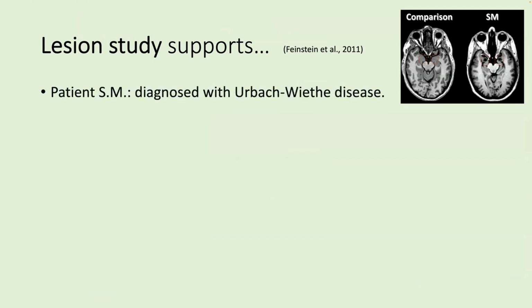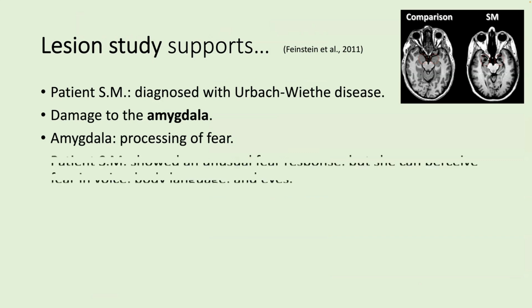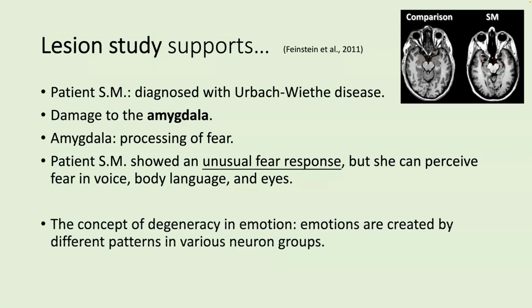For example, patient SM, who was diagnosed with Urbach-Wiethe disease, has damage to her amygdala. The amygdala has traditionally been associated with the processing of fear and other emotions. Patient SM exhibits a profound impairment in recognizing fear. However, she can perceive fear in voices, body language, and eyes. This case study demonstrates the concept of degeneracy in emotion, meaning emotions are created by different patterns in various neuron groups, so they do not have a single set of defining features. This makes the brain robust and adaptable and challenges the classical view of emotions as innate and distinct.